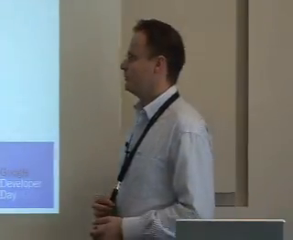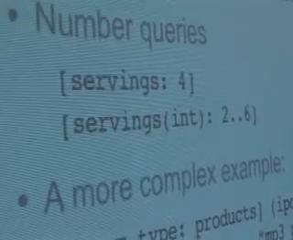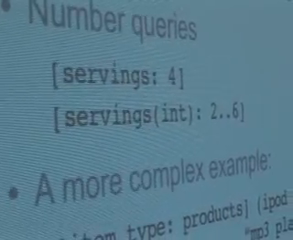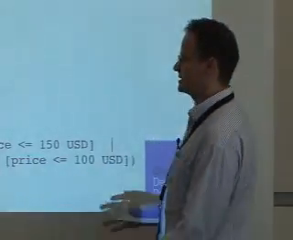You can do the same thing for other types. So here's a few number queries. The first one would match only servings attributes that are exactly 4. This is a range. It has to lie between 2 and 6.